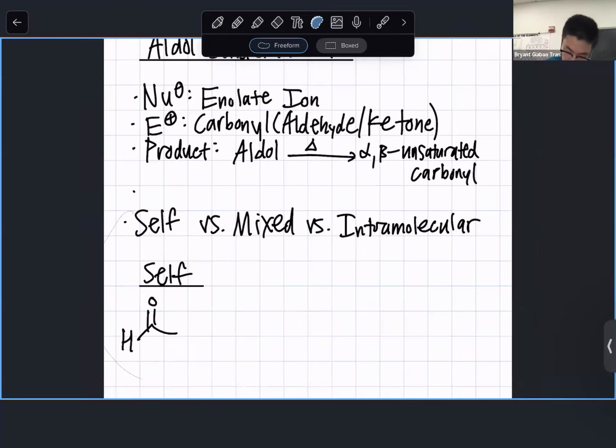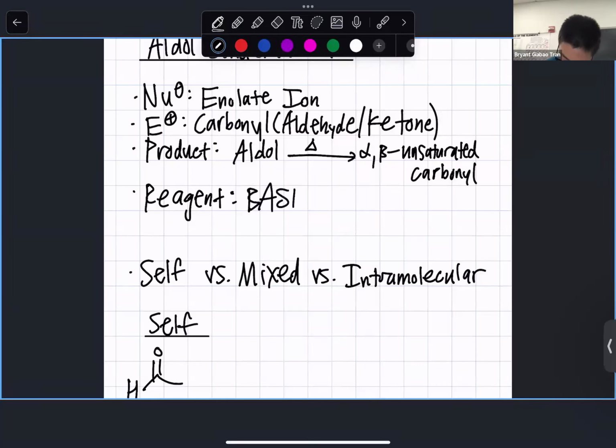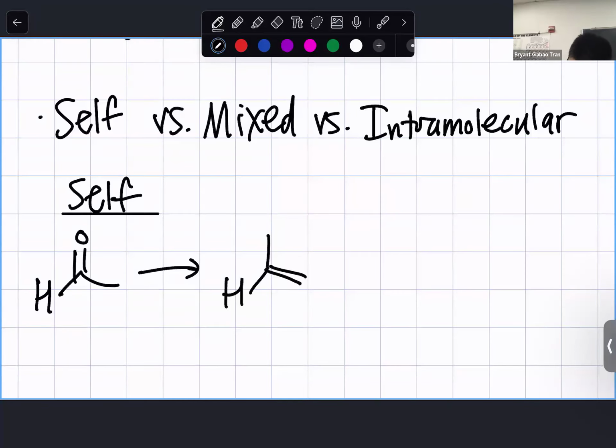Another thing about this reaction is that this always happens in basic conditions. So the reagent is always a strong base. The reason the reagent is always a strong base is because we want to form an enolate ion from this carbonyl. What an enolate ion is, is a deprotonated enol, because an enol would be this alkene next to an alcohol. This is not an enol, but this is an enolate. When you see enolate, there's a negative charge on that oxygen right there.